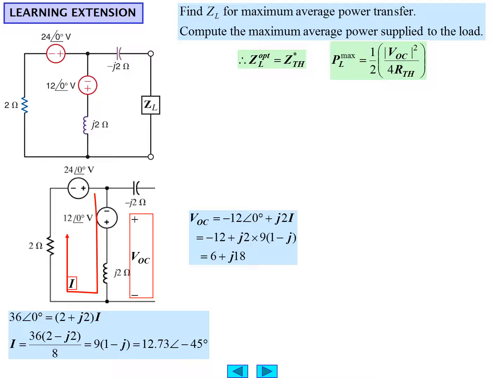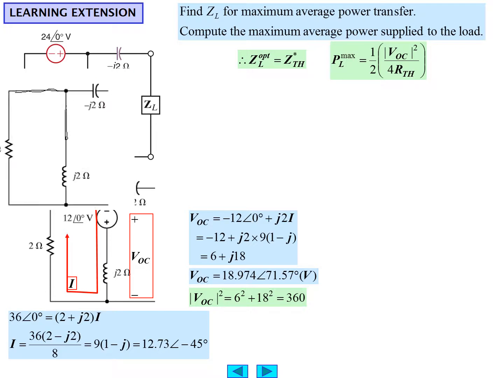The open circuit voltage then would be the current I through that particular open circuit network, which consists of a minus 12 angle 0 voltage source. It's minus because the sign convention for the open circuit voltage is opposite to that voltage supply, plus J2 times I, in which we get 6 plus J18. And therefore, the open circuit voltage can also be written as a phasor, 18.974 angle 71.57 degrees. And the magnitude squared could be calculated either as 6 squared plus 18 squared, or 360, or for that matter, 18.974 squared, which should also be about 360.